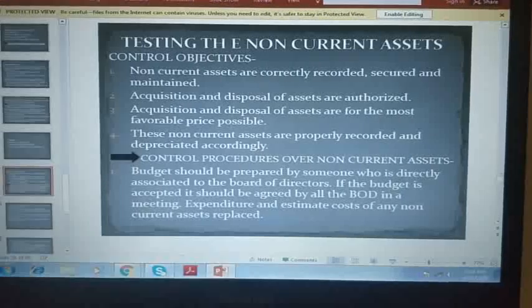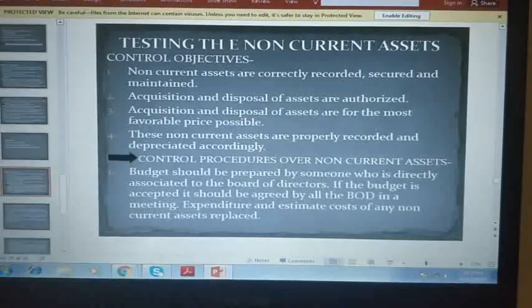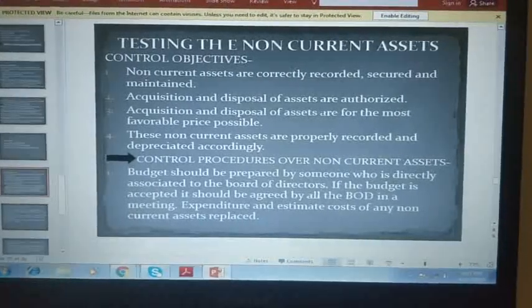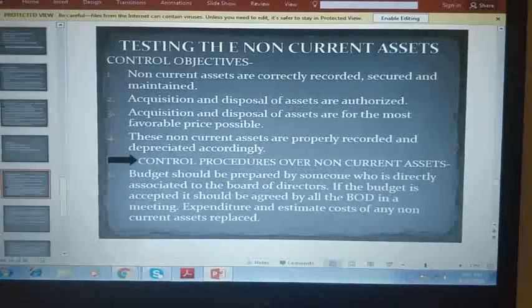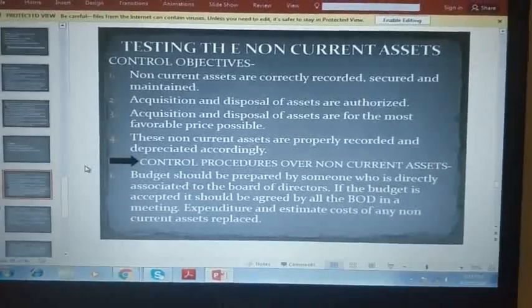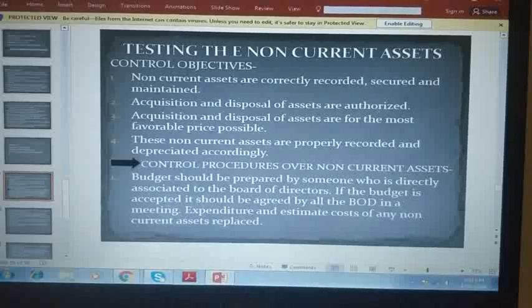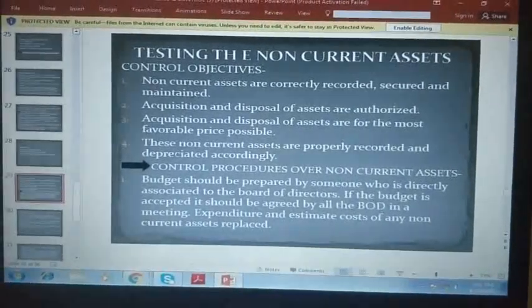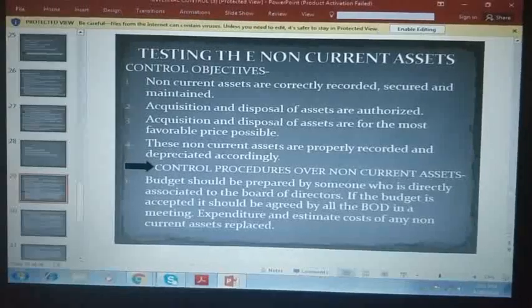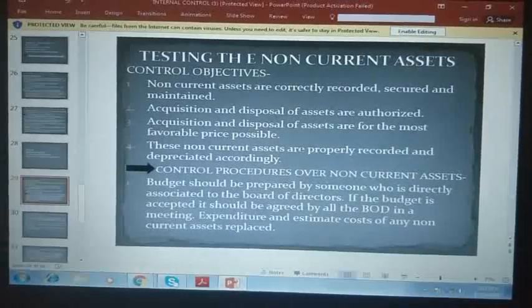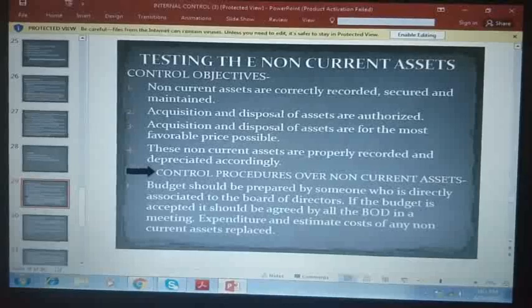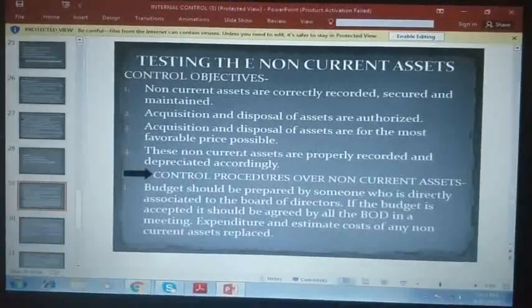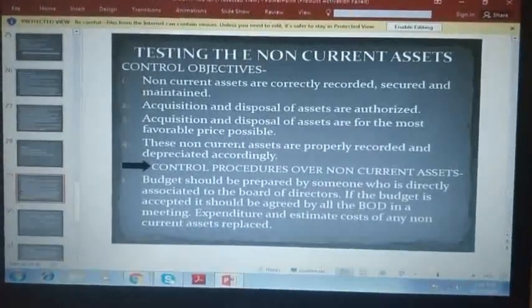And also the acquisition and disposal of the assets should be authorized. This should be authorized by the independent person who has been appointed. You should also ensure that the acquisition and disposal of assets are for the most favorable price possible. It is not for a higher or a very low price. It should be for the favorable price. These non-current assets are properly recorded and depreciated accordingly. Okay.